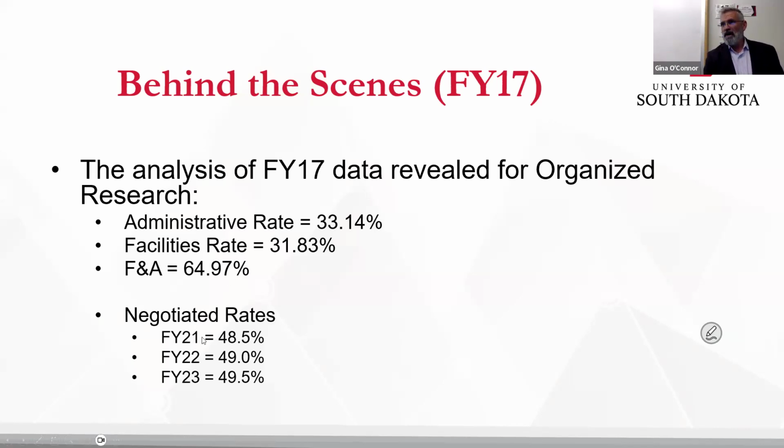The negotiation wasn't done until FY20 that we got the word. They said you can charge 48.5% in FY21, 49 in FY22, and 49.5 in FY23, and that's where we're currently residing. So basically the university is really a major participant in the research enterprise.